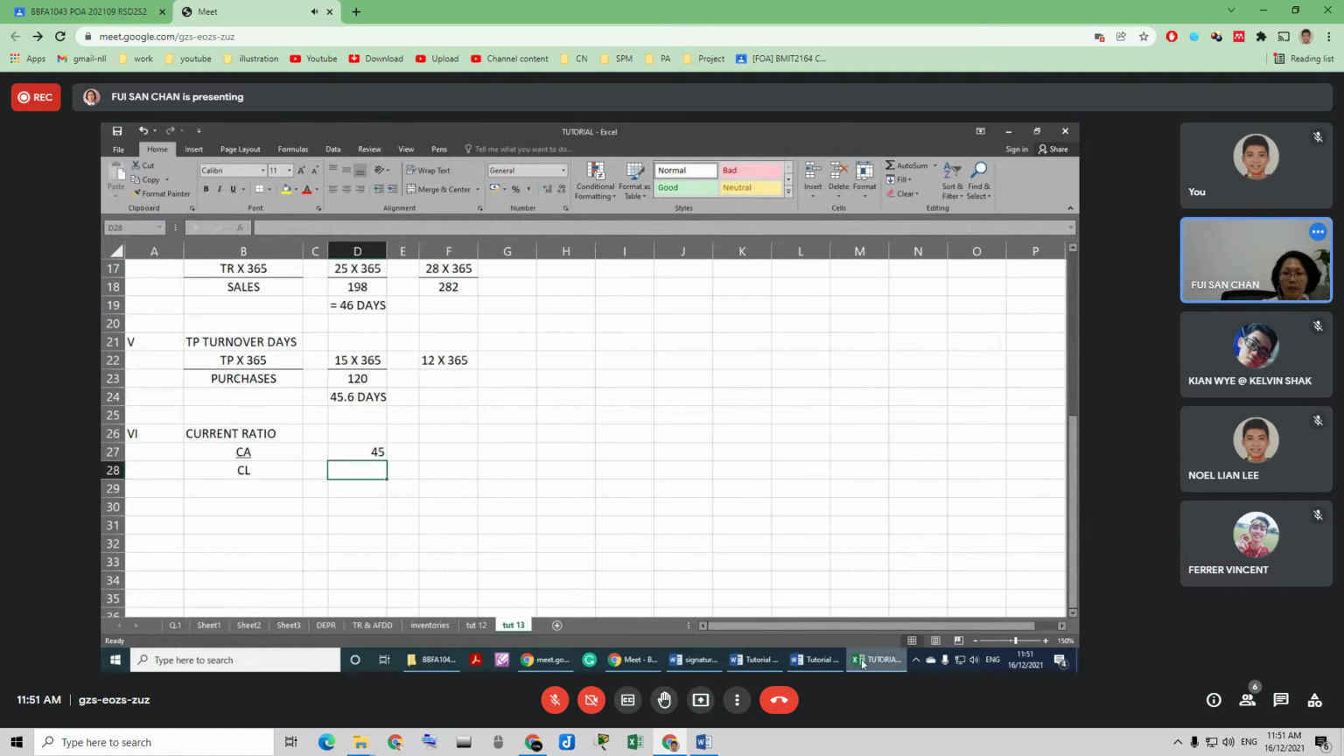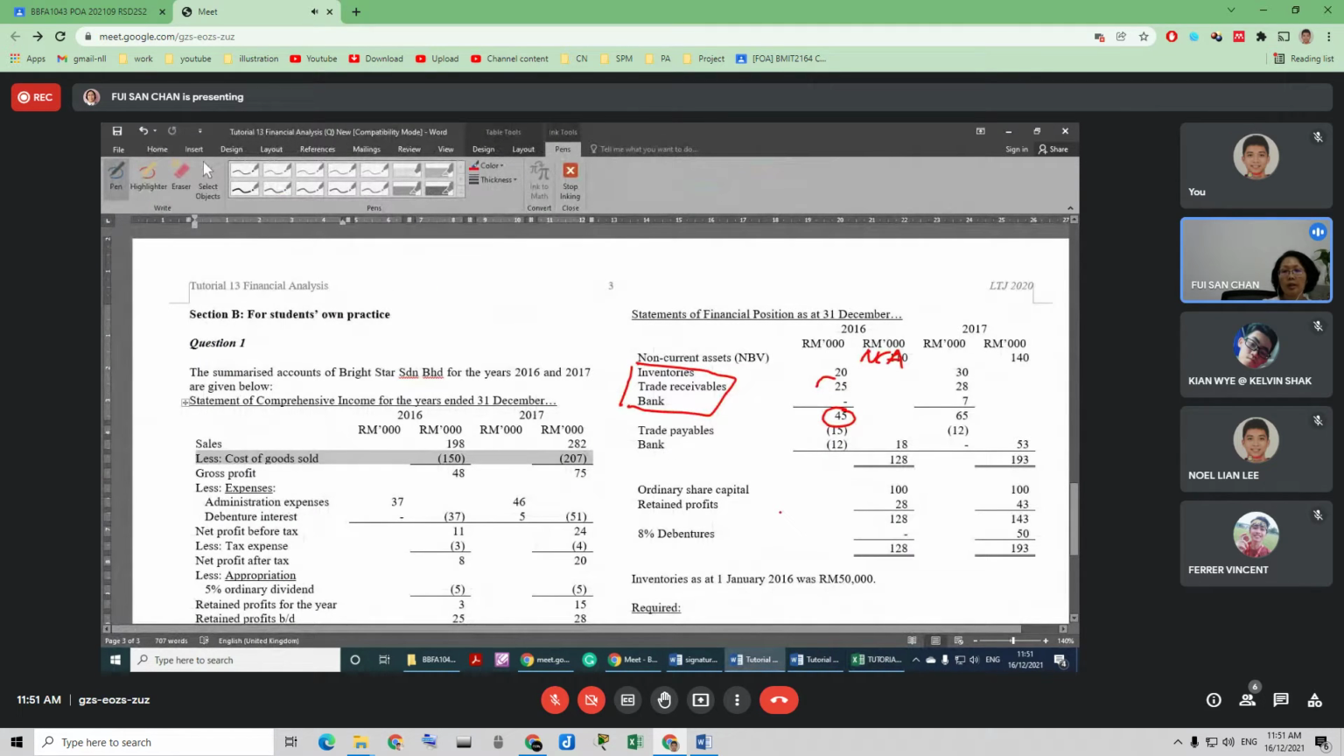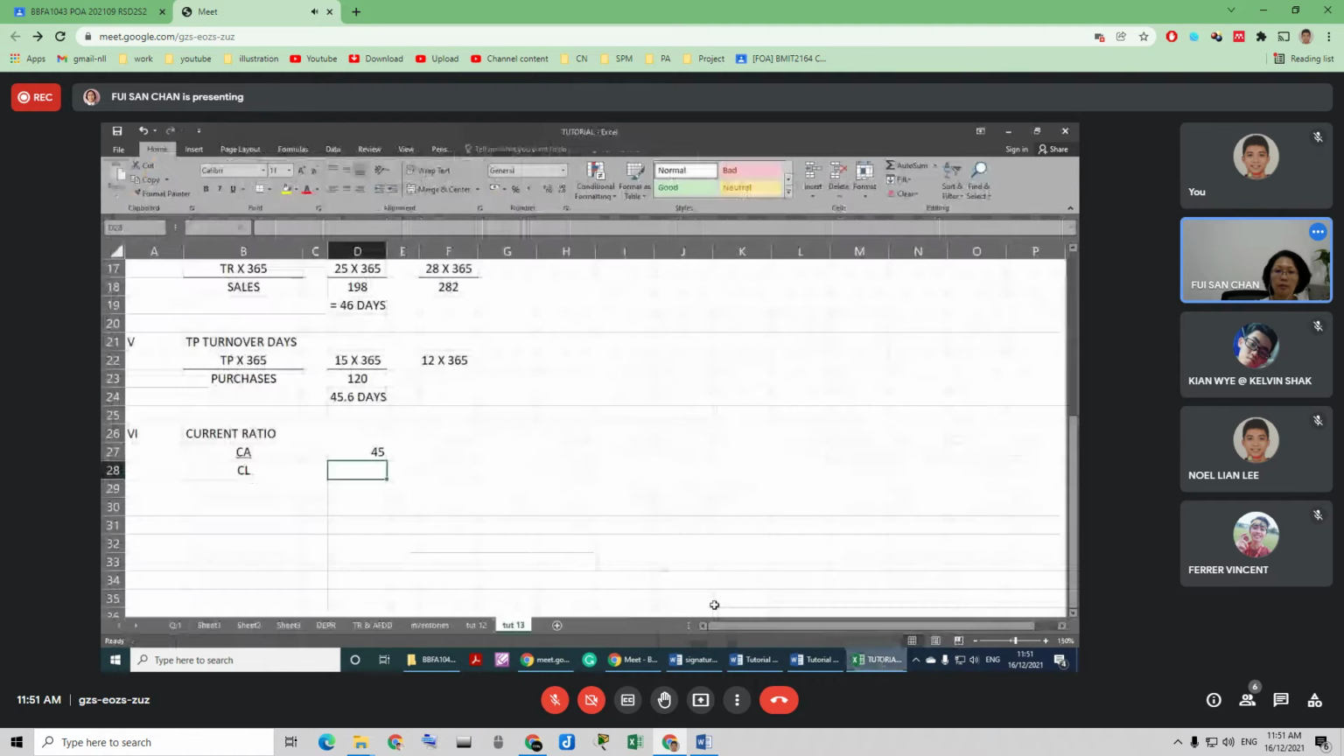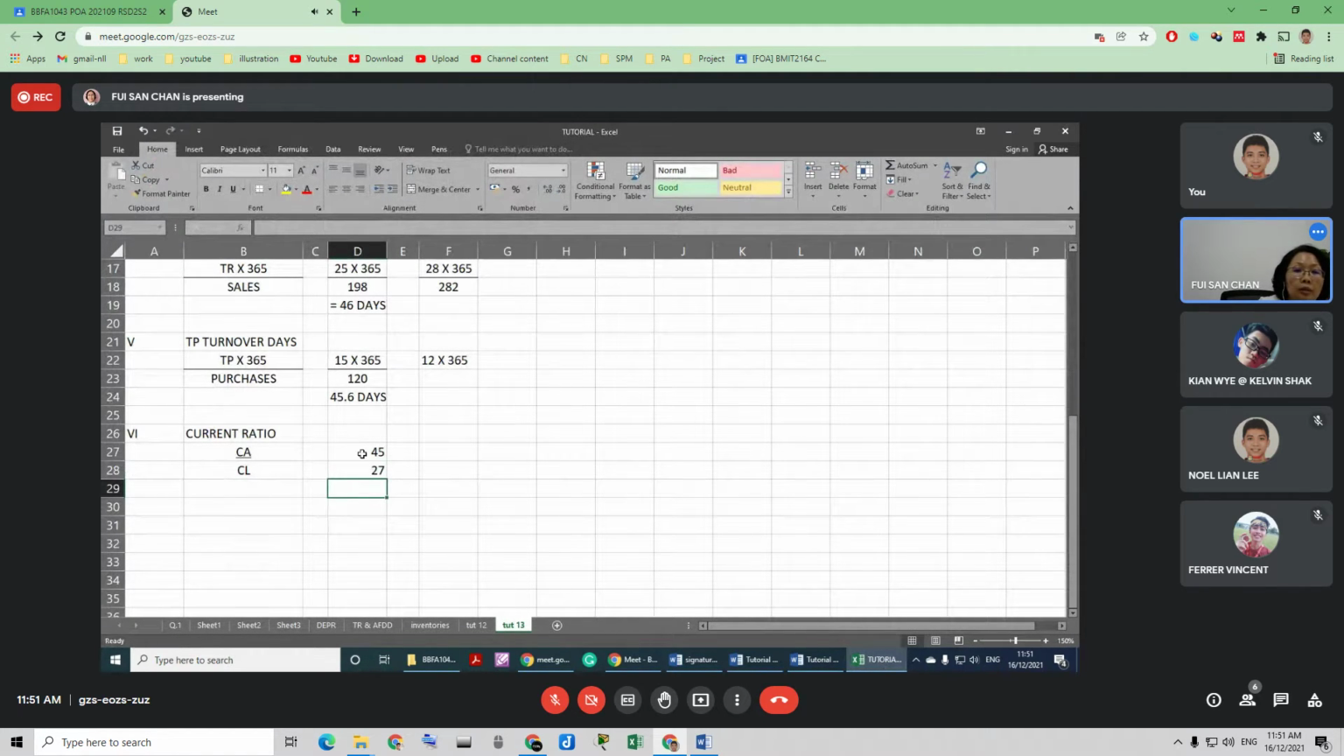Okay, how about current liability? How much is the total current liability for 2016? 27,000. Yes, 27. For current liability, these two numbers are current liability. Okay, so it's 27. So I put here 27.